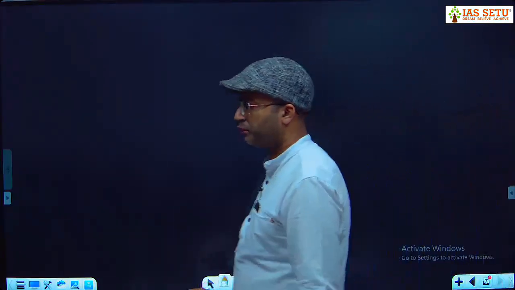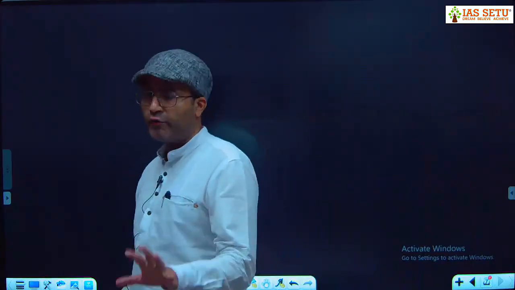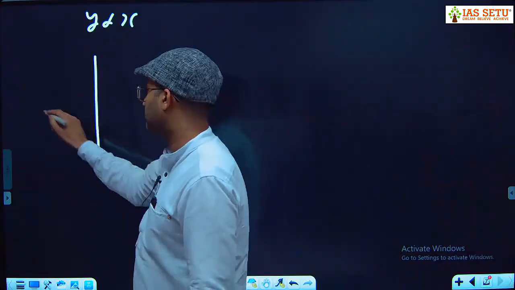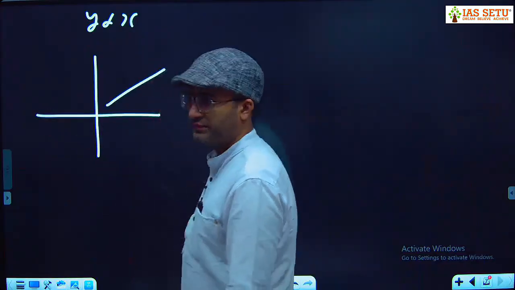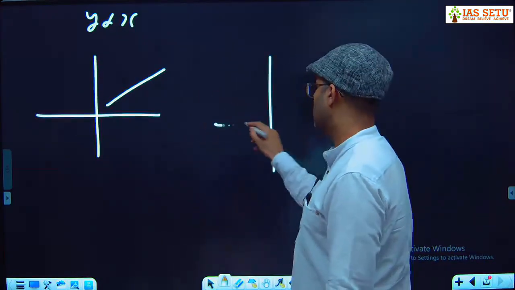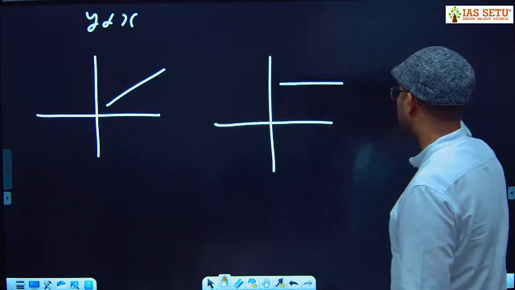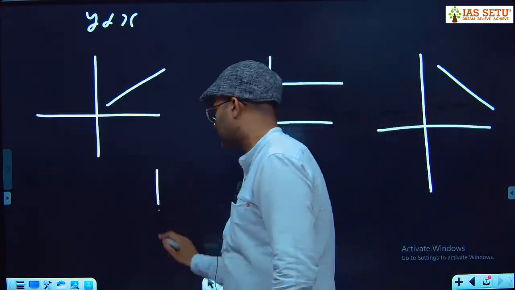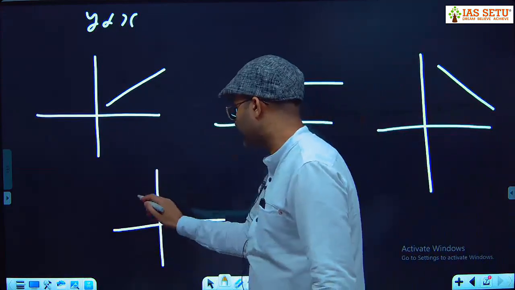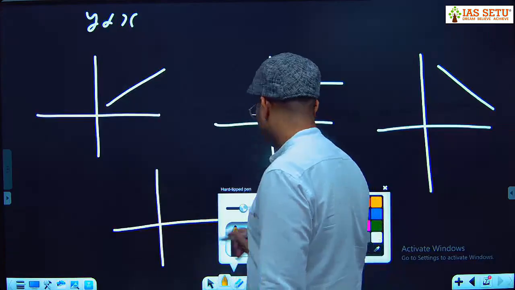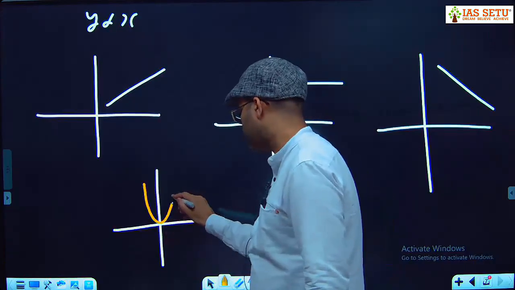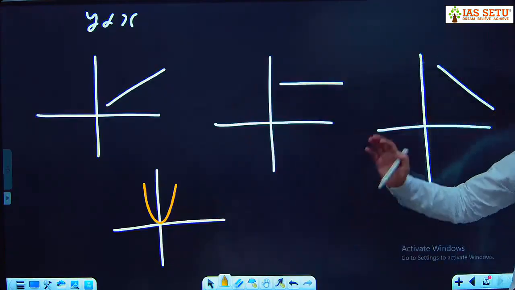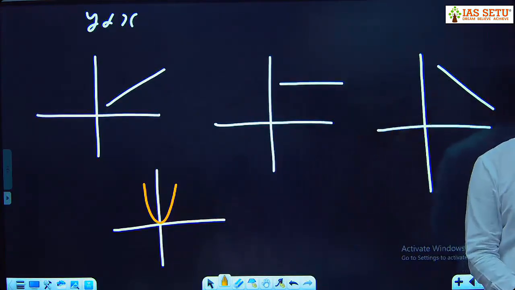Now here, I give you four graphs. You have to tell me which shows y is directly proportional to x. One is this graph. Second is a horizontal line. Third one is this. And the fourth graph is a U-shape graph. Okay. Tell me, y is directly proportional to x.